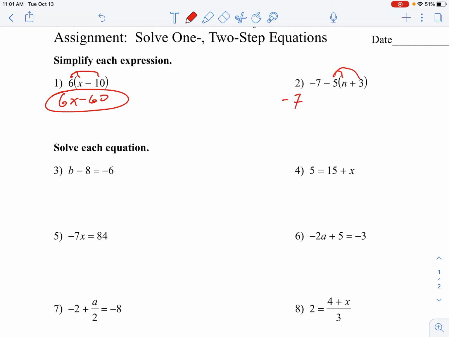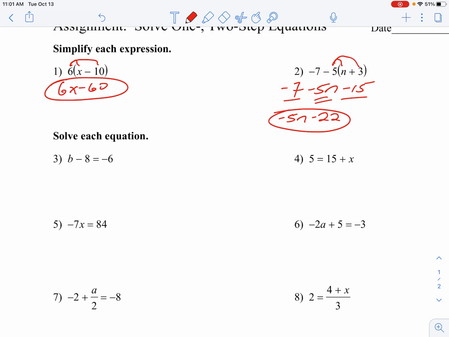The negative 7 drops on down. Negative 5n minus 15. These two are like terms. This one is not. So I'm going to bring down the negative 5n. Watch your signs. Negative 7 minus 15 is negative 22. Those are not like terms. And there's my simplified expression.